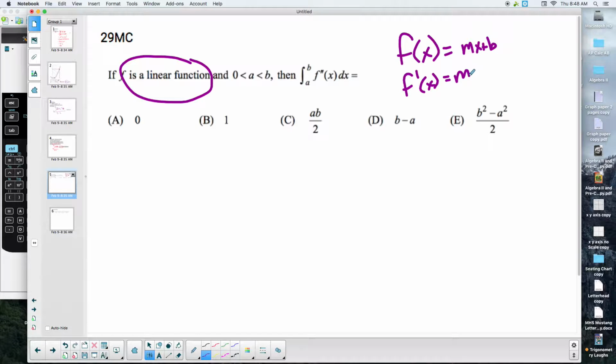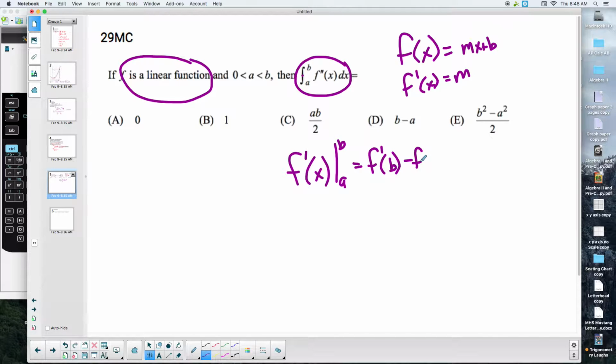Now, when we take a look here, they want us to find the integral of the second derivative from a to b with respect to x. Well, using our fundamental theorem, the antiderivative of the second derivative will get us back to the derivative from a to b. And now we want to evaluate it. F prime of b minus f prime of a.